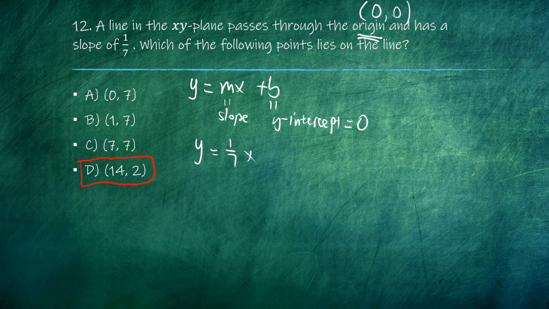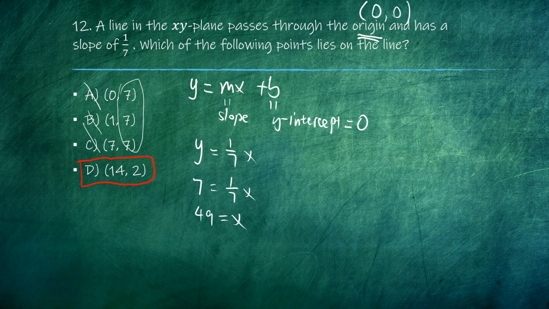And one thing is, we notice that 3 of the answers have y of 7. And we know that when y is 7, 7 times 7 is 49. X is actually 49. So immediately we can cross out A, B, C. And we know D is the answer.